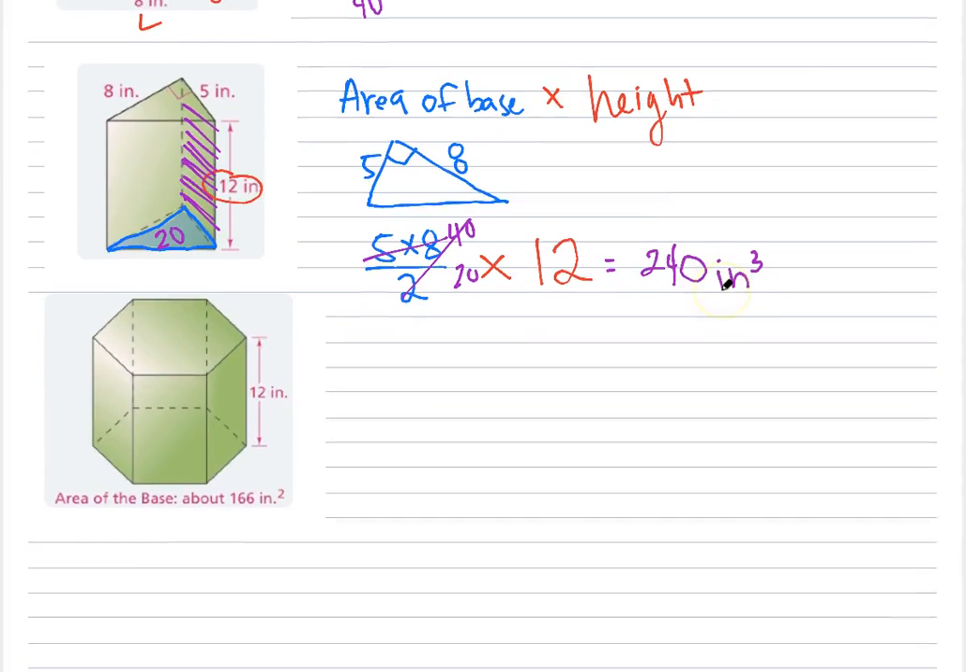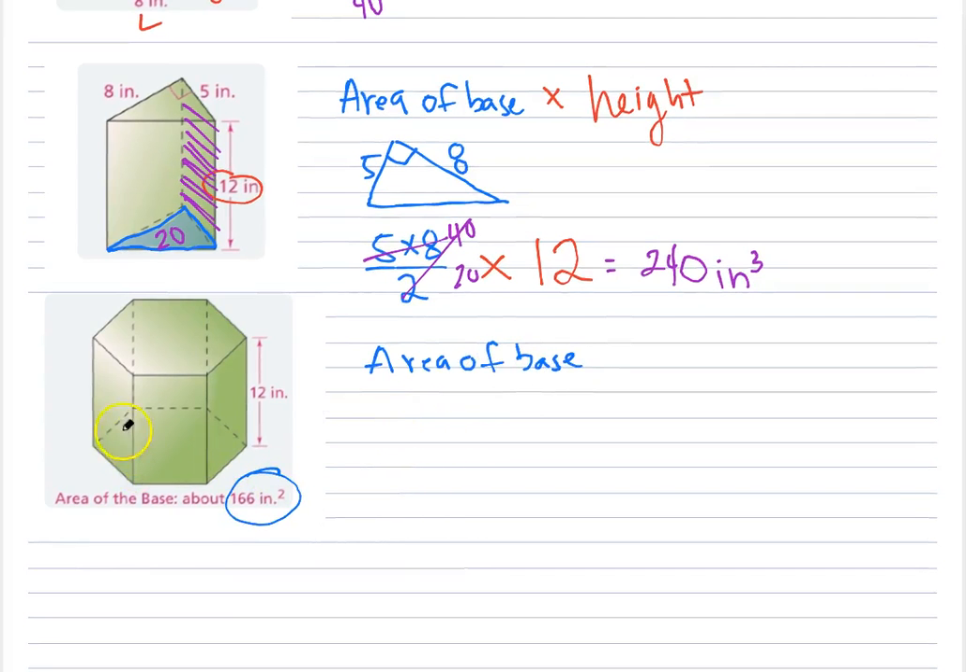Now sometimes the area of the base will be a shape that we don't know. Like we know this is a hexagon, but we don't know how to calculate the area of a hexagon, or at least we haven't covered it in our scope and sequence in our lessons yet. So sometimes you have an area of the base already given to you. Sorry for the horrendous handwriting. Area of base, and that's given to me.